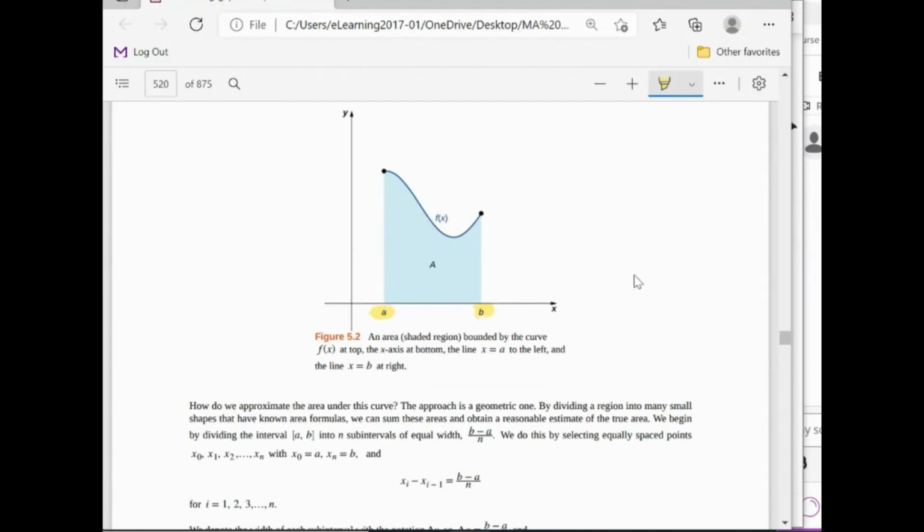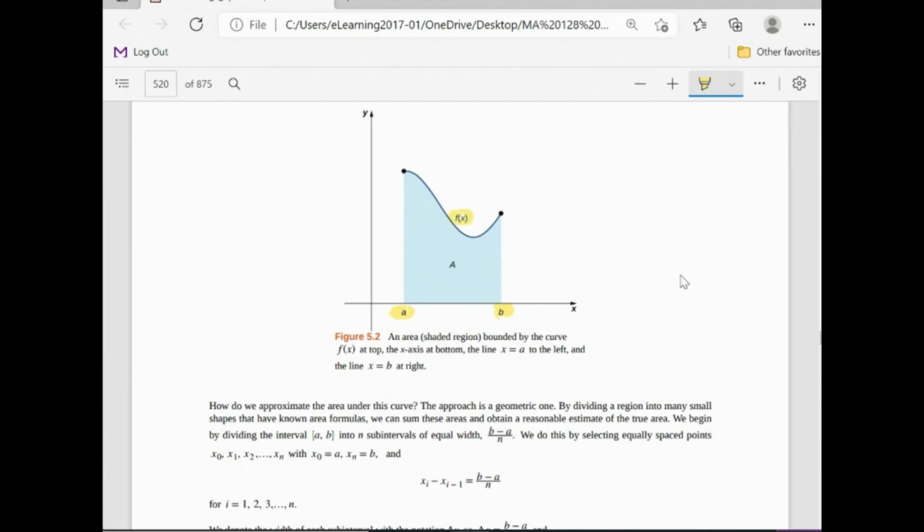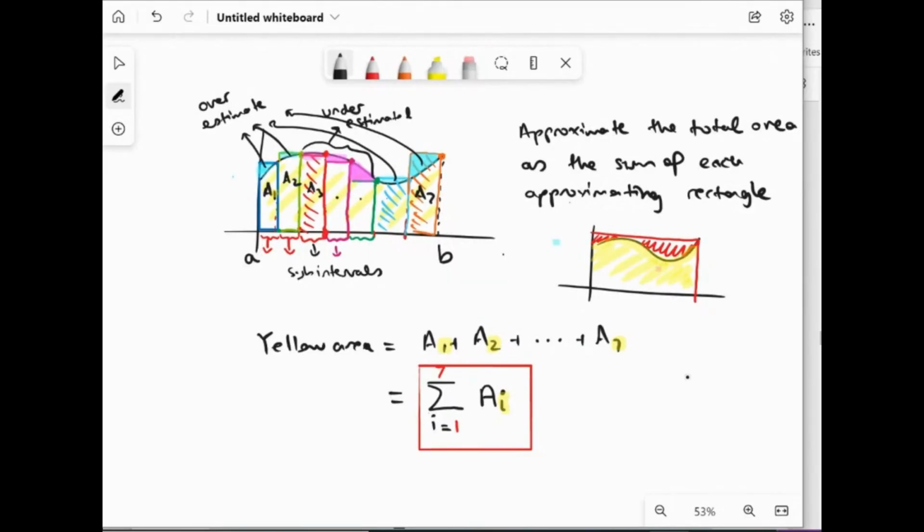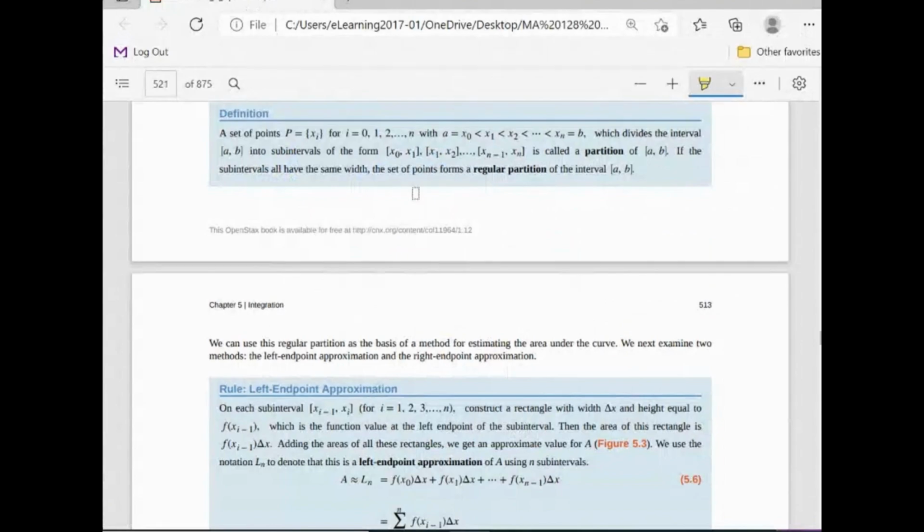In general, we will have a region. This is the graph of the function y equals f of x, and we will talk about it between two x values, a and b. We divide the interval a to b into smaller subintervals, and these are called partitions. So we divide that interval into smaller subintervals or partitions.